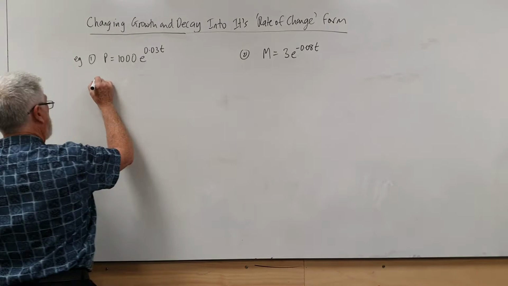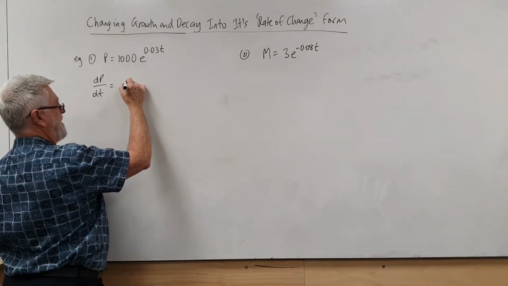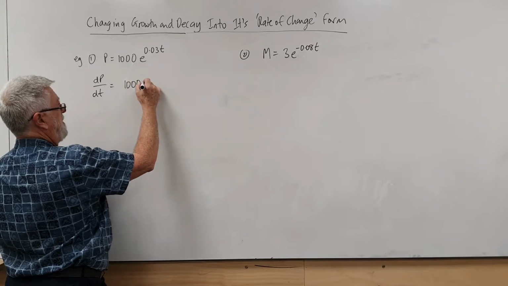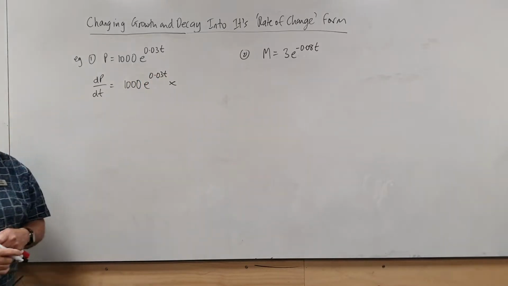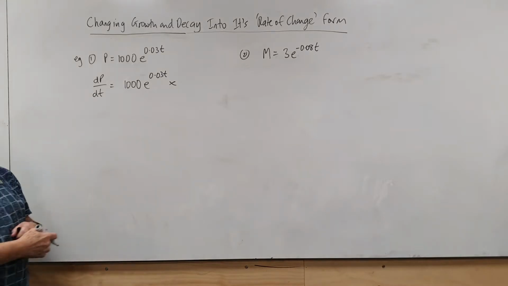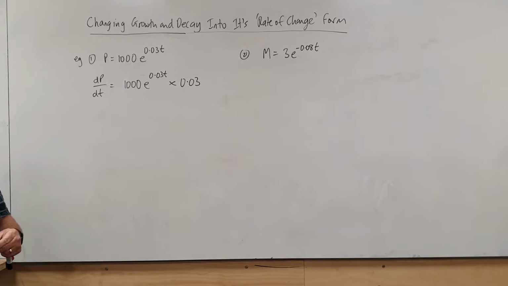So you're sitting there, you don't know what you're doing, say, and you go to dP/dt, and you say, I write down the same thing, and I times it by how much? 0.03. Now, let's talk about this for a second.